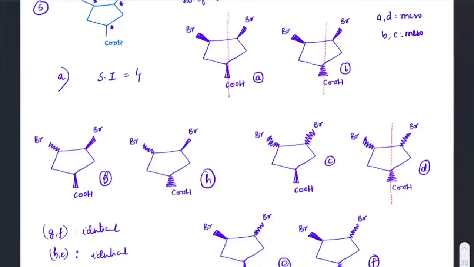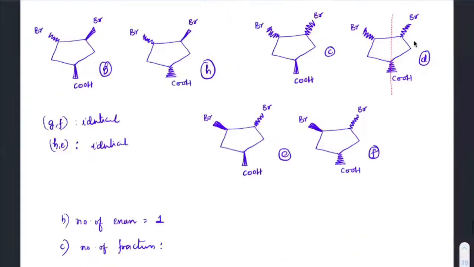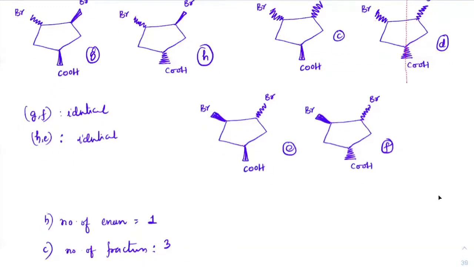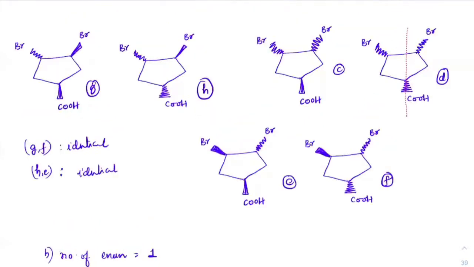Yes, beta. 3, sir. 3, beta. Correct. Number of diastereomeric pairs you will get? 3 pairs you will get. Correct. Got that, everybody?